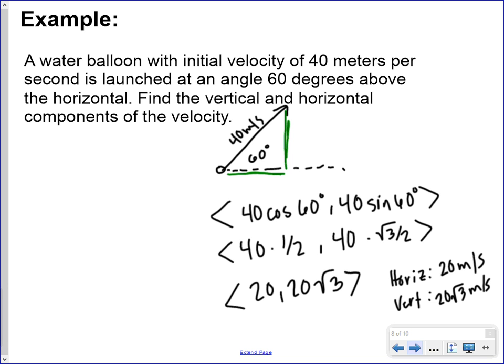Wouldn't that water balloon be traveling at something close to 90 miles an hour though? It's a really fast water balloon. It's very fast. You could have a water balloon launcher. Yeah. It has a rocket engine on the back.